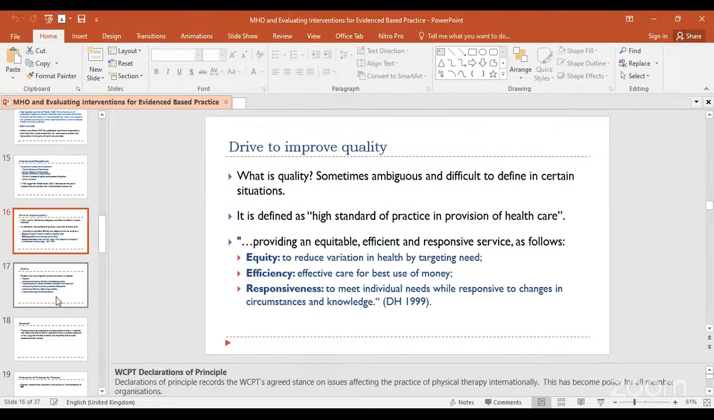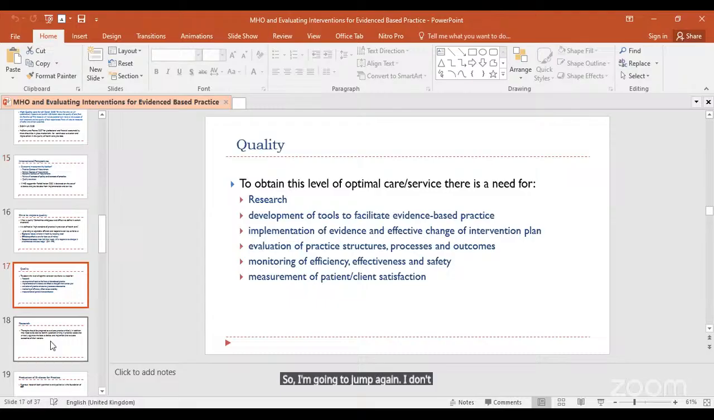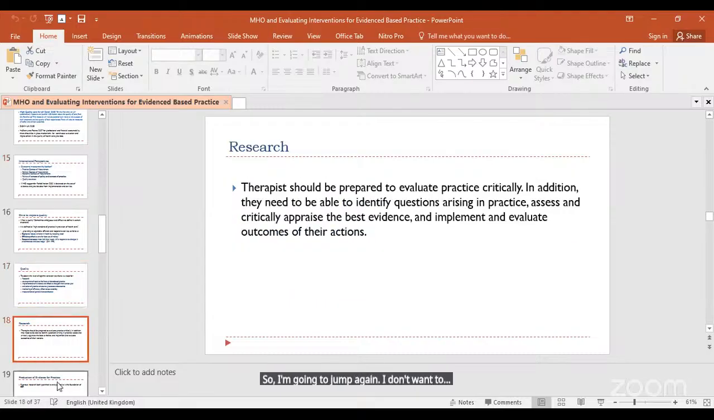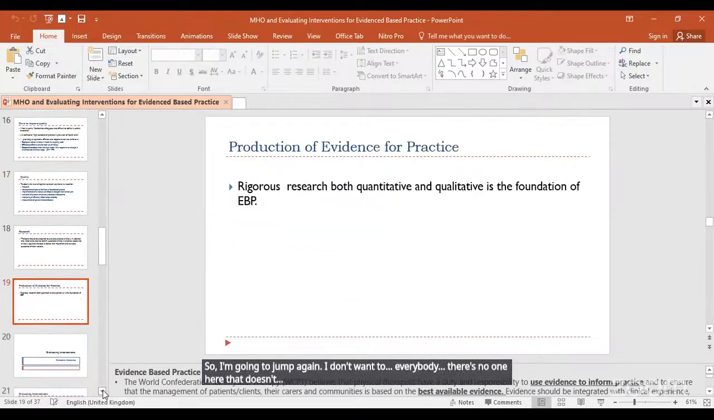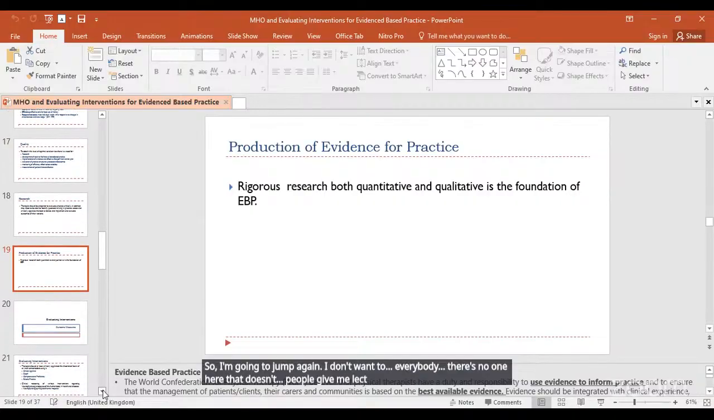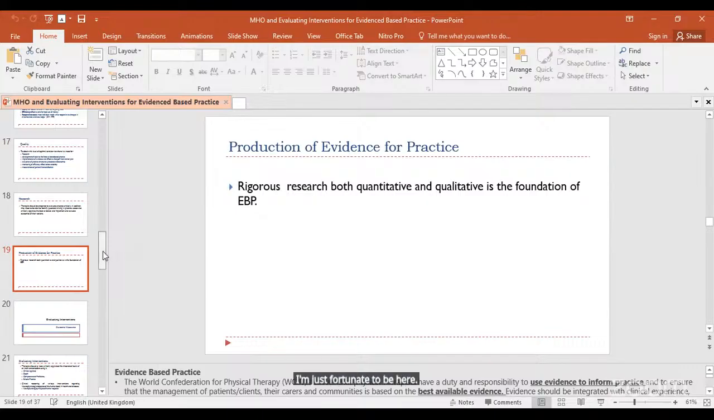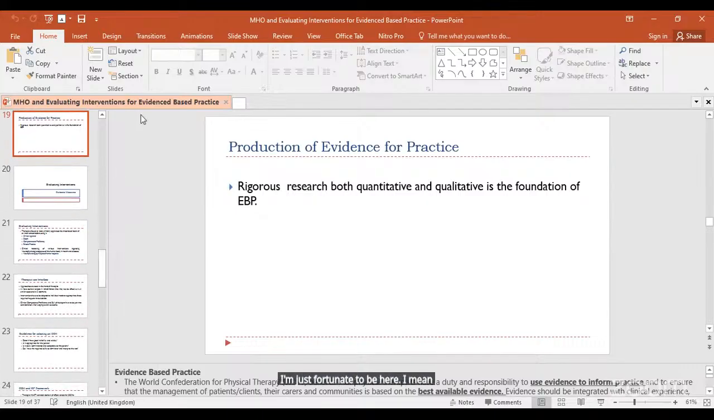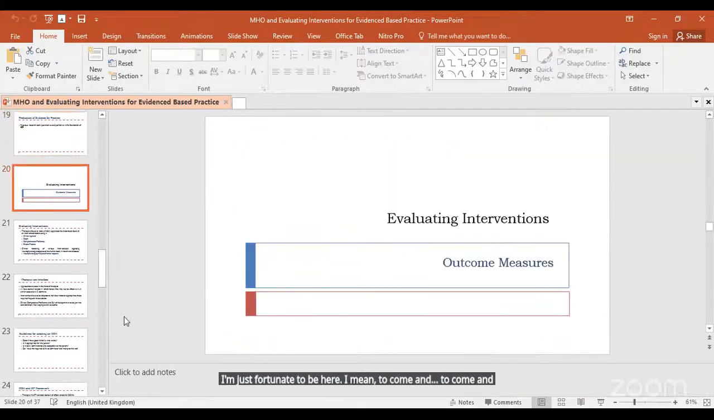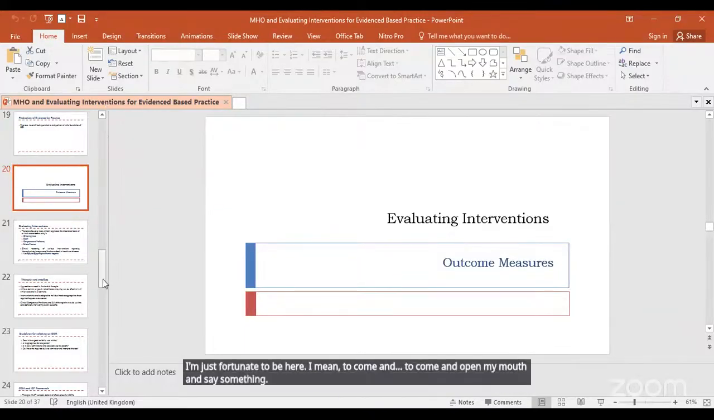So I'm going to jump again. I don't want to, everybody, people give me lectures on all this and I would love to listen. I'm just fortunate to be here, to come and open my mouth and say something, even though I'm terribly hungry.